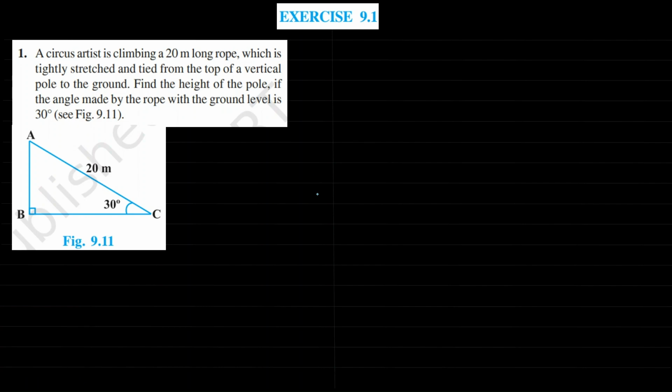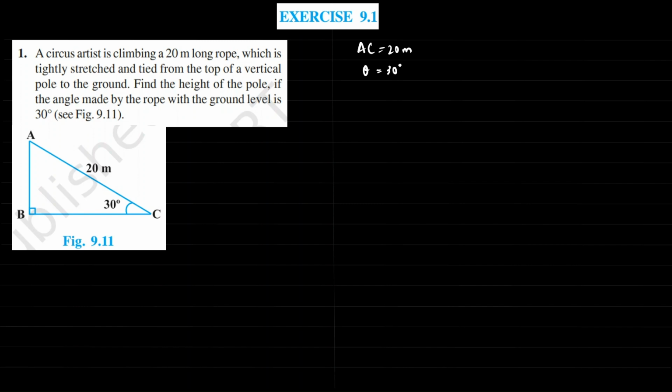A circus artist is climbing a 20-meter long rope, which is tightly stretched and tied from the top of a vertical pole to the ground. Find the height of the pole if the angle made by the rope with the ground is 30 degrees. Here, we see that there is a triangle and we have one of the angles and one of the sides. So I can start by writing down whatever is given in the question. AC is equal to 20 meters. The angle is also given, and you can take this as theta.